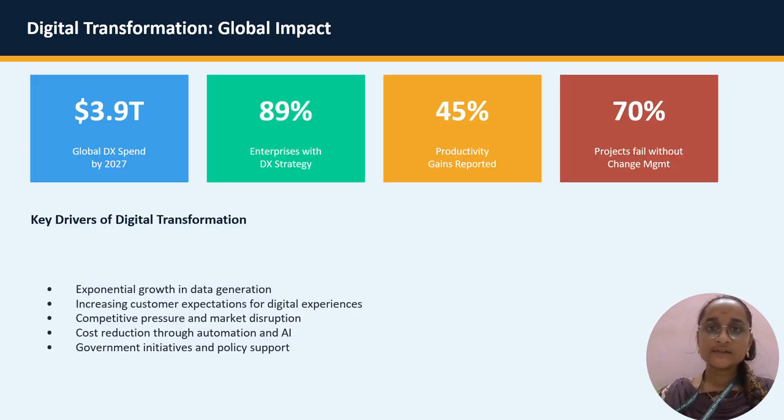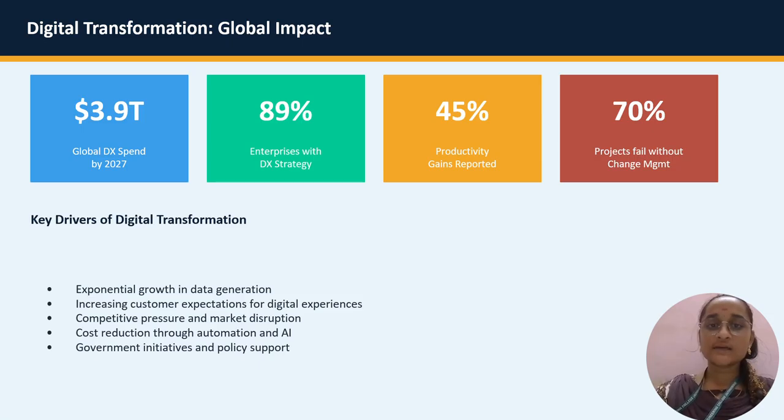Next, in the slide, digital transformation global impacts, it shows why digital transformation matters worldwide. It uses key stats and drivers to make the case. The four key stats. First one is 3.9 trillion global DX spend by 2027. Companies worldwide are expected to spend $3.9 trillion on digital transformation by 2027. This shows how massive the investment is.